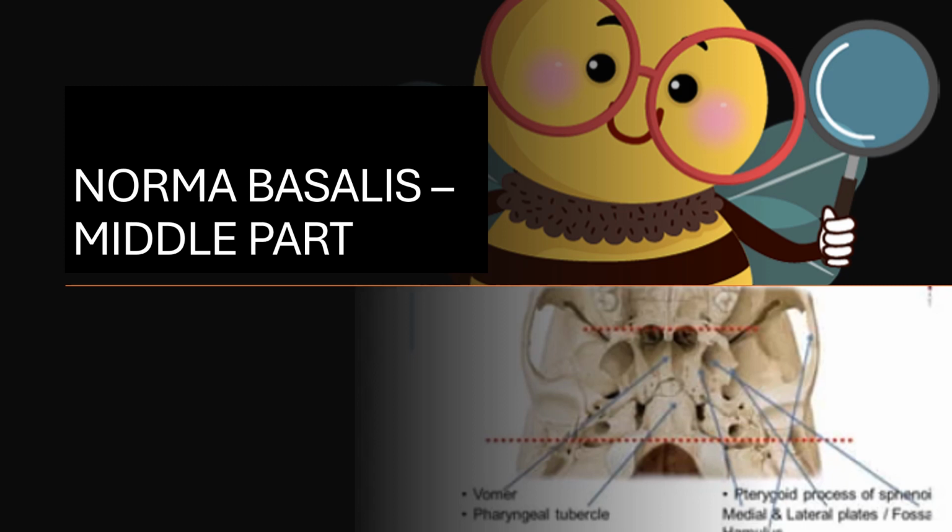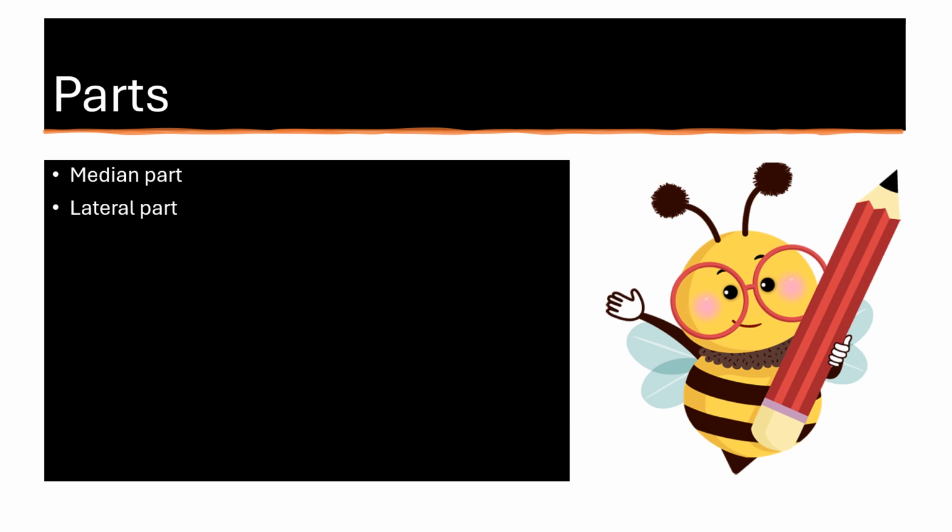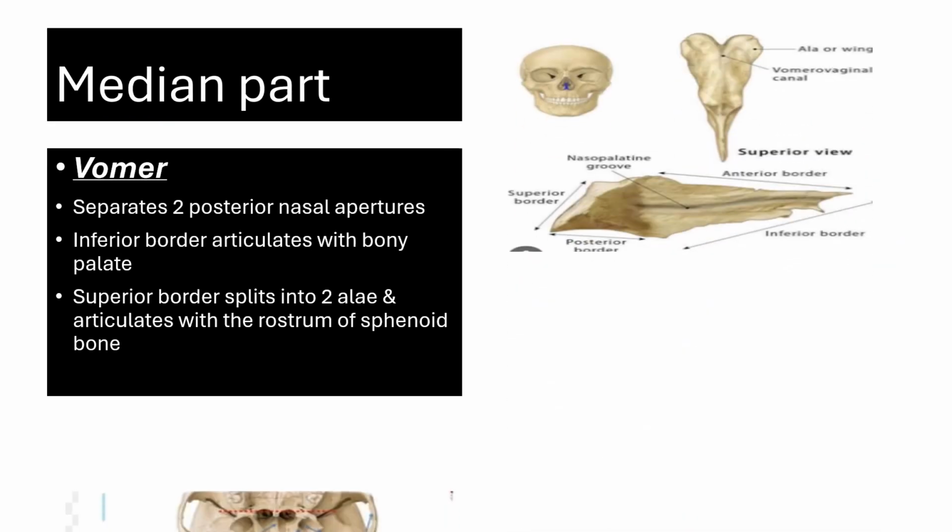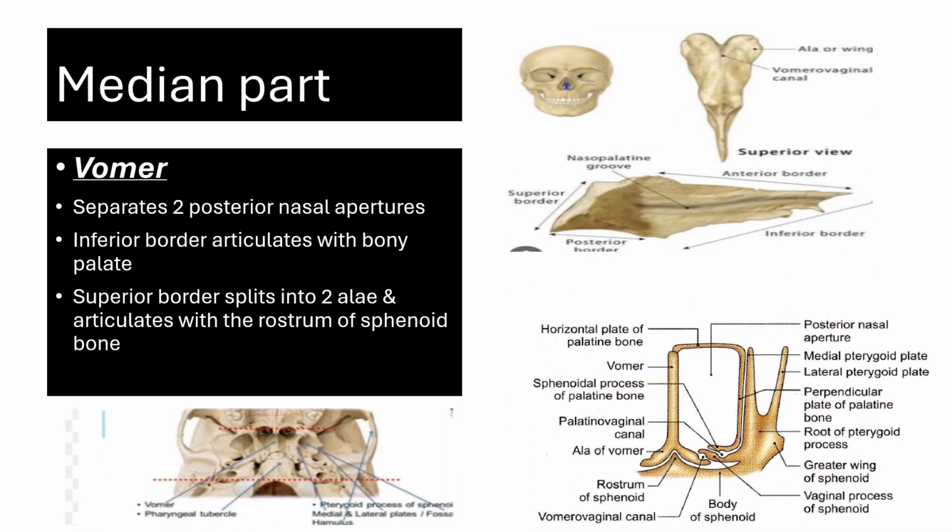Hello friends, so today we will talk about Norma basalis, its middle part. In the last video I talked about the anterior part of Norma basalis, so let's get started with the middle part now. Norma basalis middle part is further divided into median part and lateral part. Initially we will start with the median part and we will see the features and the structures that are present in the median part of the middle part of Norma basalis.